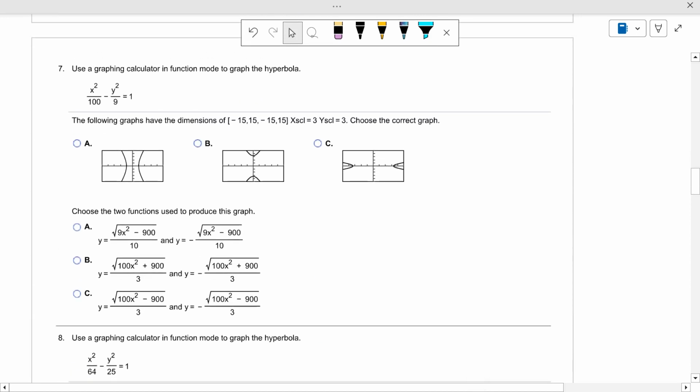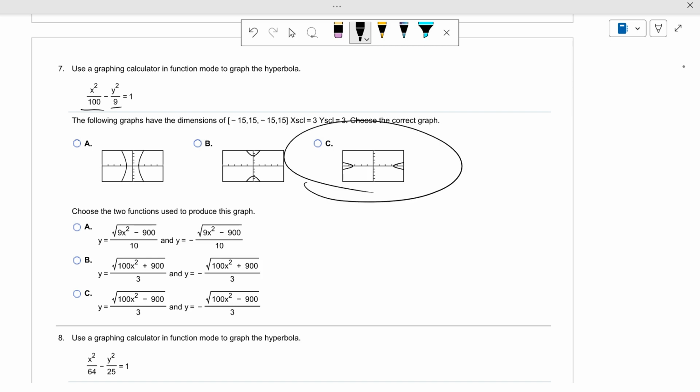Okay. Graphing calculator says make a hyperbola. It's a right-left one. That's 10 each way. And so it's this one. Which two functions produce this? You've got to get y alone.